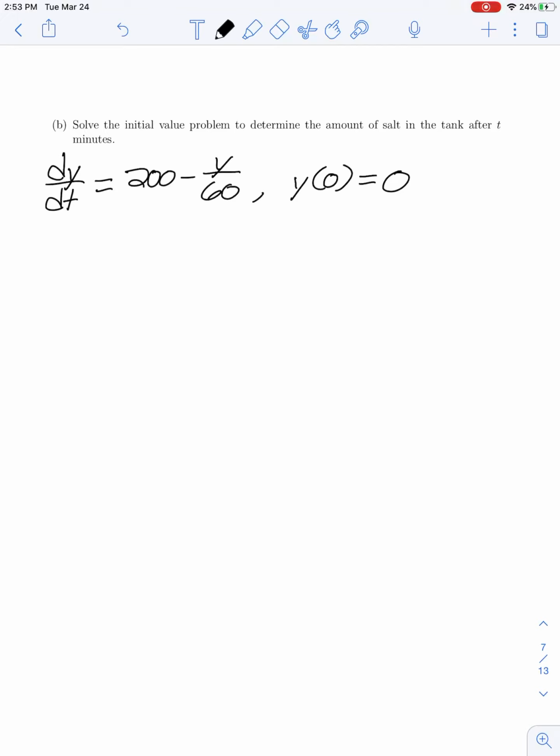Now, one thing I might do in this example before separating my variables is simplify my equation a little bit on this right-hand side by factoring out a constant 1 over 60. So if I factor out a 1 over 60 from this right-hand side, I would be left with 200 times 60, or 12,000, minus y, with the same initial condition y(0) equals 0.